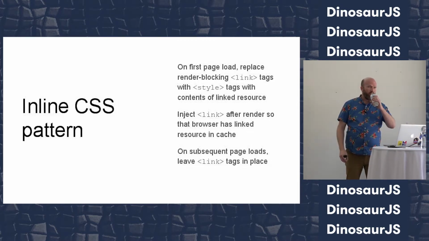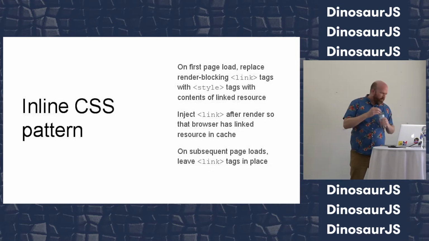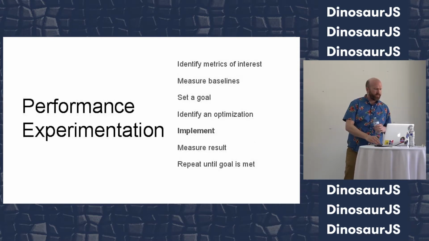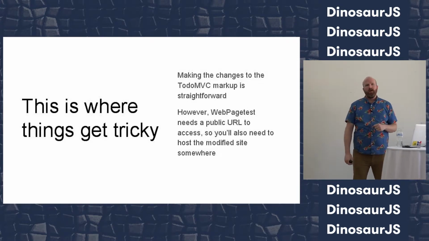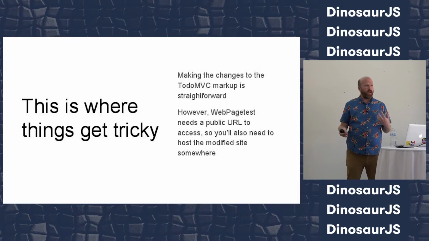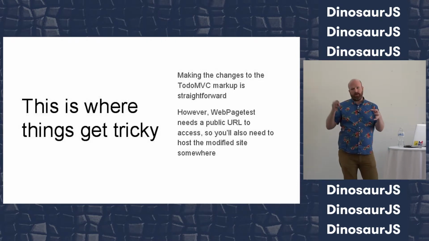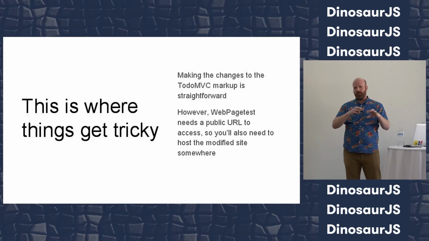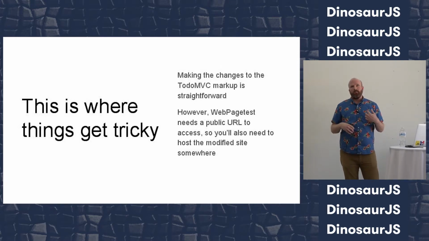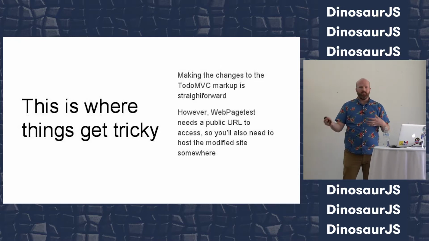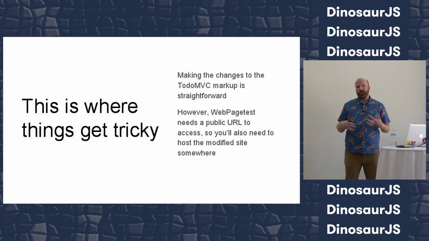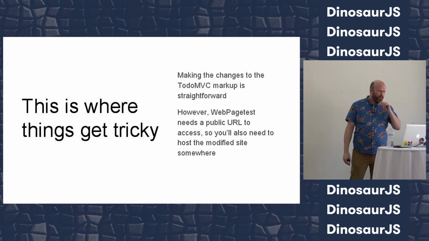So we're going to implement this. So that's the next step. This is where things get a little tricky. It's pretty straightforward to do this in the React to-do MVC's code base. You just find the CSS file and paste it in there and change some tags. But now at a minimum, you have to host it somewhere because WebPageTest can't hit your laptop, there's no URL from your laptop that WebPageTest can reach. Perhaps you use some sort of tunneling thing, but either way, there's some work that needs to be done.